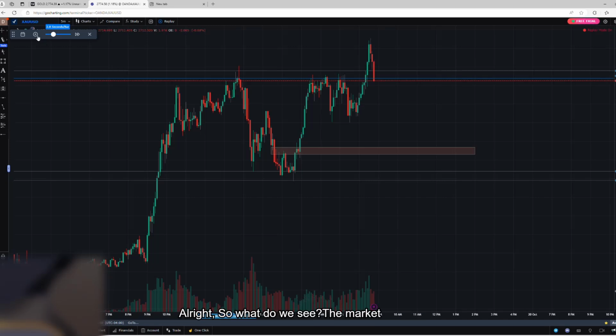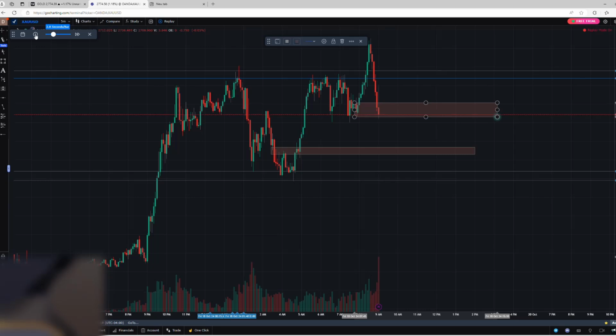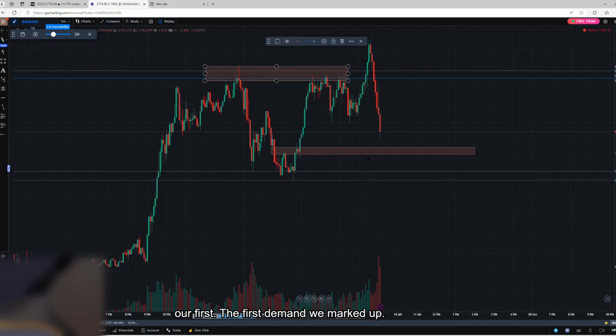All right, so what do we see? The market broke structure, right? And we see demand right here, and right between this area here, there's area to fill. So let's see. Oh shoot. So it broke the demand right here. So let's wait till it gets to our first demand we marked up.